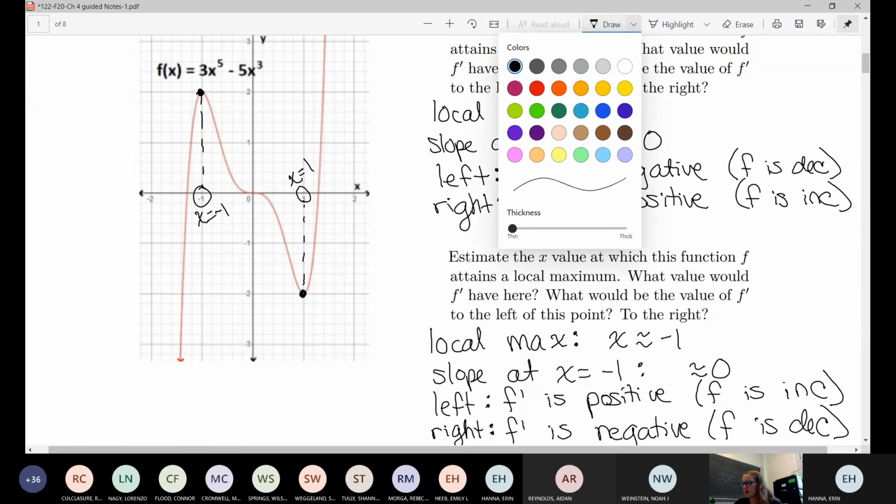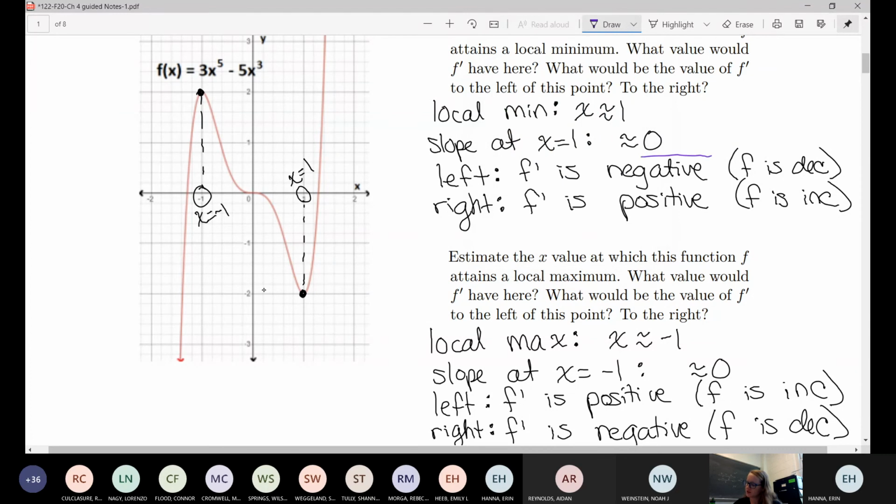So notice what we recognize here, and what we're going to pull out in a second, is the difference between the left and the right situations. One of them changes from negative to positive, while the other one changes from positive to negative. And that's not a coincidence. That's the point here. So we see that at the min, to the left of it, the derivative is negative, and to the right of it, the derivative is positive. Whereas with a maximum, to the left, the derivative is positive, and to the right, the derivative is negative.